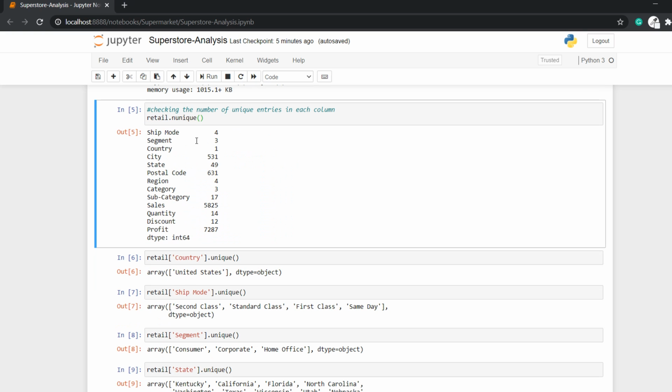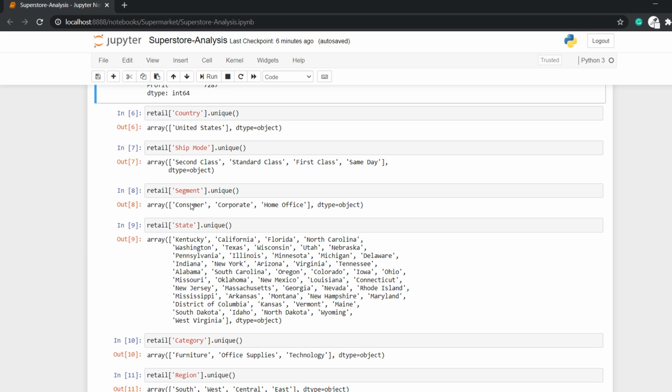Here we can see the number of unique values that are available in each column. So the ship mode has 4 unique values, segment has 3, country has 1. So as we discussed earlier, this data is about only one country, that is United States. So that's why the country column has only one unique value, and there are a lot of other columns having all the unique values. We will be focusing on sales and profit in our analysis. Let's see further.